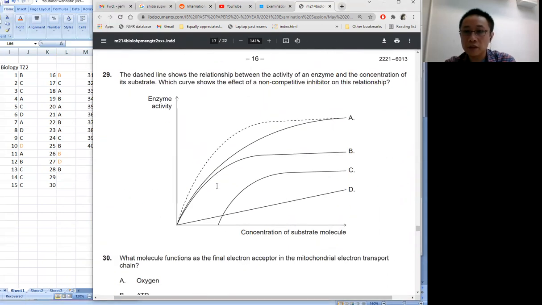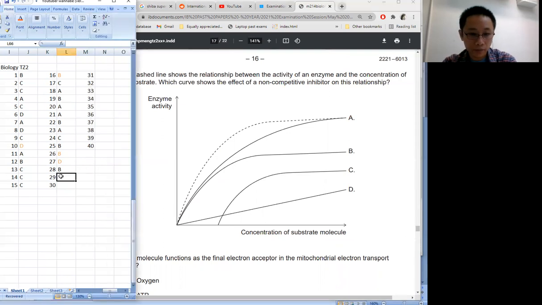Okay, C, curve showing the effects of a non-competitive inhibitor. A non-competitive inhibitor will cause the enzyme activity to decrease because it binds to the enzyme at a location other than the active site, but the binding causes some deformation of the active site shape that results in the enzyme being less active over all concentrations. So the answer should be B. A would be the other legit graph, but that would be the competitive inhibitor, and C and D I've never seen before.